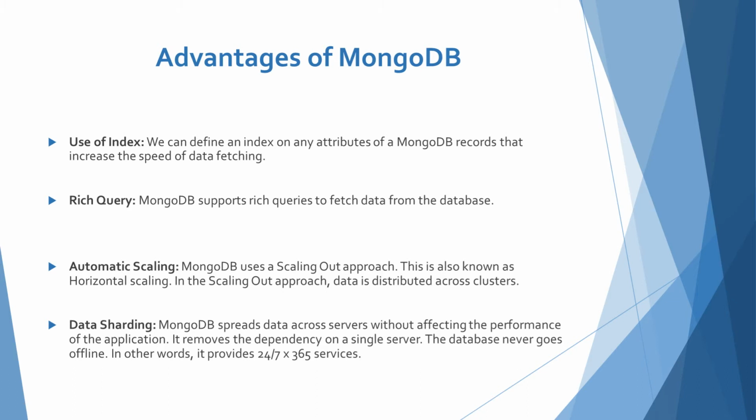MongoDB spreads data across the servers without affecting the performance of the application. It removes the dependency on a single server. The database never goes offline. In other words, it provides 24/7, 365 days availability. Actually, in MongoDB, we are not depending on any single server.